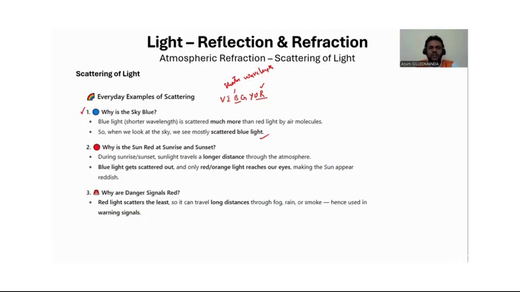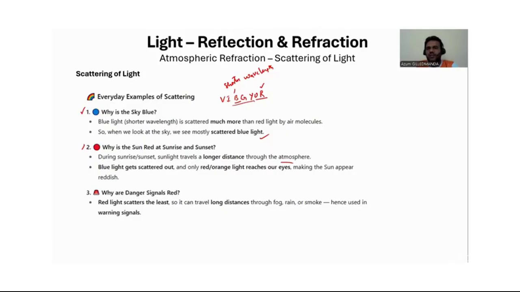Why is the sun red at sunrise and sunset? Whenever we see sunrise and sunset, we see the sun is red. During sunrise and sunset, sunlight travels a longer distance through the atmosphere. When it travels a longer distance, blue light gets scattered out. So we cannot see all these colors, VIBGYOR, up to Y, we will not be able to see. Orange and red travel very far.